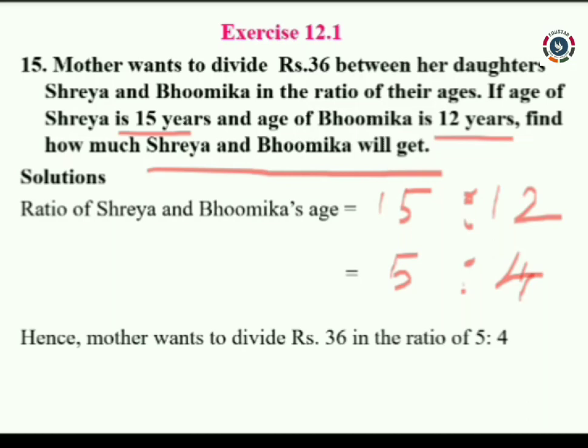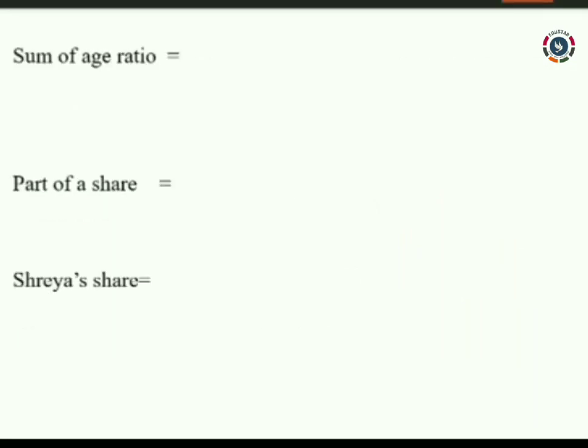Now you found the ratio of their ages, right? So 5 is to 4. Now we are going to divide the 36 rupees in the ratio of 5 is to 4. Already we have found the ratio of Shreya and Bhumika's age, 5 is to 4. Now we are going to find the sum of their age ratio. Now we are going to add these two. So you will get 9. The sum of the age ratio is 9.